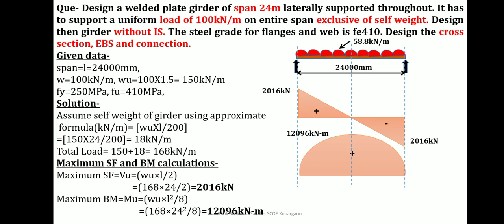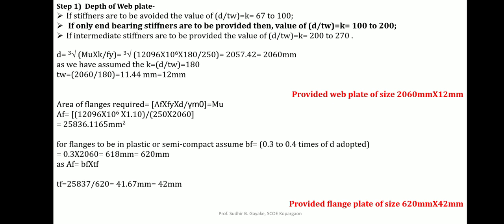Here you directly calculate the economical depth for the given cross section or for the given bending moment. So as we know that economical depth depends upon your D by TW ratio, and that is nothing but K factor, and K factor we are selecting depending upon the requirement of stiffener. If the stiffeners are not required, you go with K value as less than 67 or up to 67. When stiffeners are required only at the ends or above the supports, you provide a value between 100 to 200, and when stiffeners are to be provided at intermediate span also, you provide your D by TW value in the range of 200 to 270.